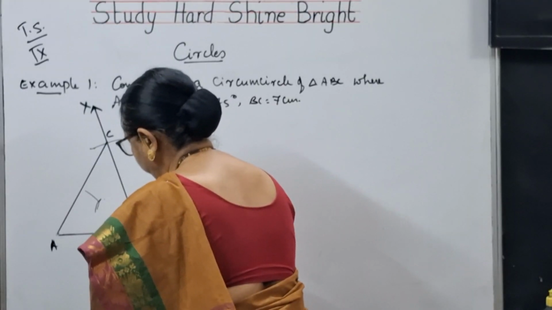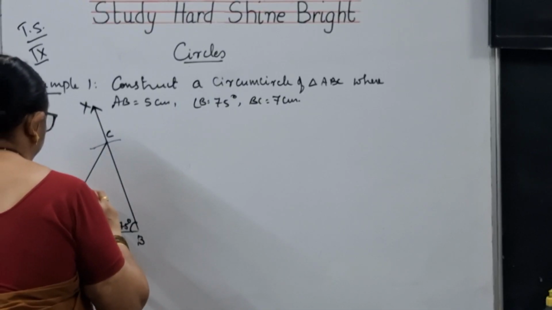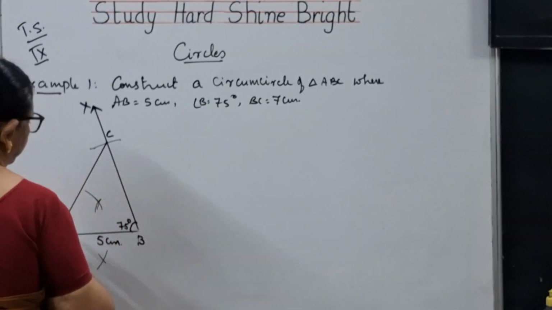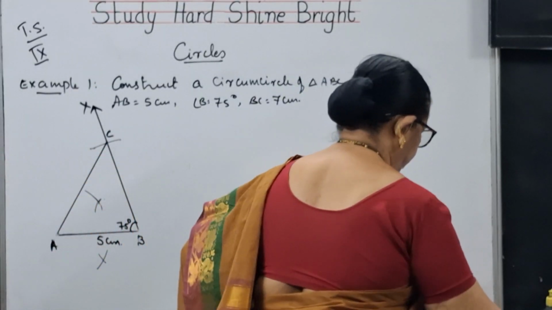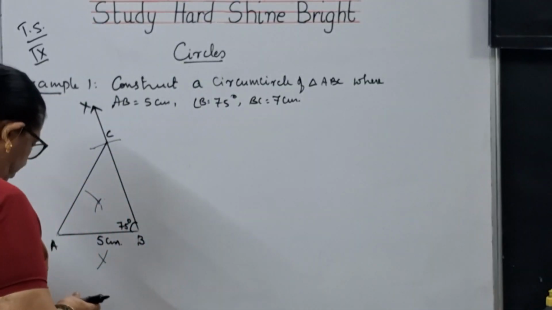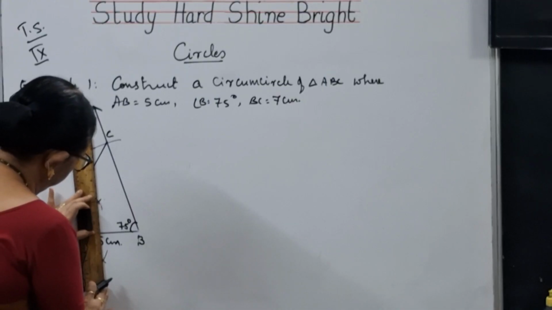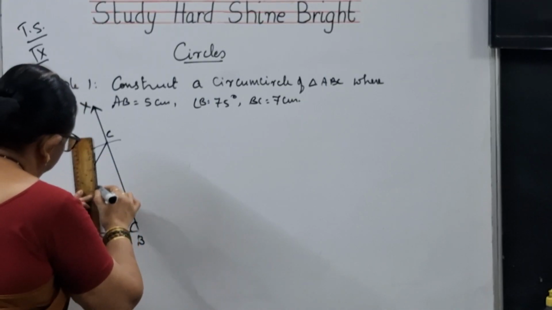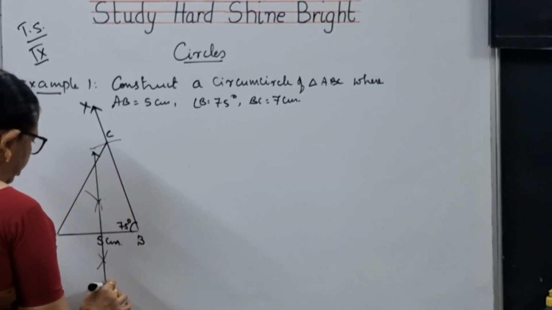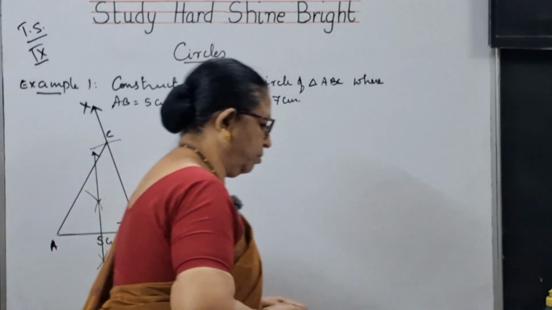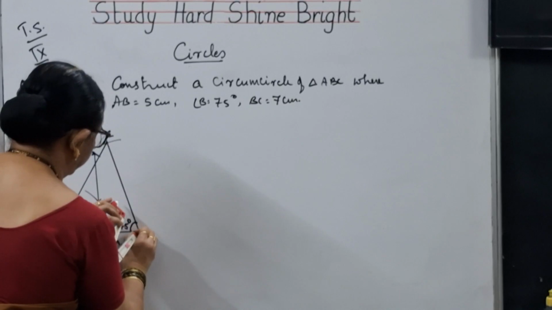See, children, my board is very slippery. Like this, if you draw, you can join these two points. So this is the perpendicular bisector of AB. Now we need to draw the perpendicular bisector of BC.